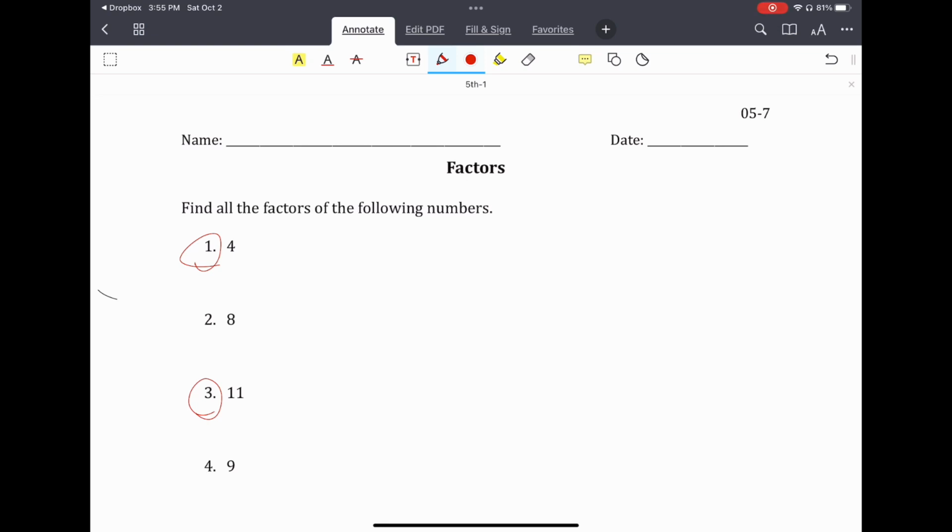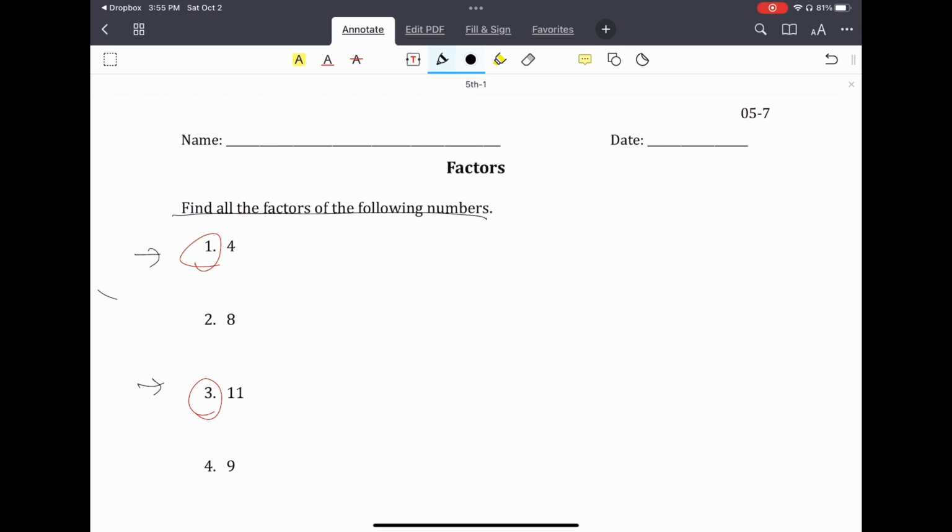Hello, fifth graders. Today we're going to go over factors, greatest common factors, least common multiples, and finally intro to decimals. So the first one, factors, it says find all the factors of the following numbers, and we're going to find the factors of 4 and 11.